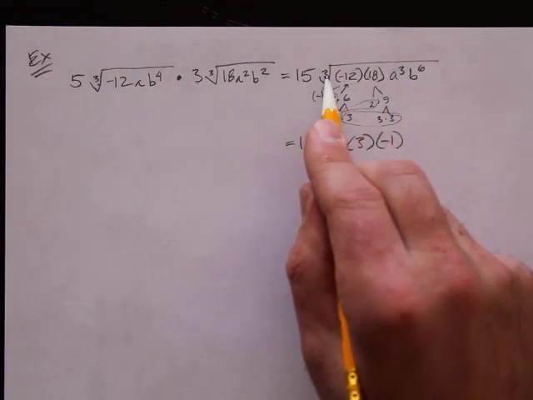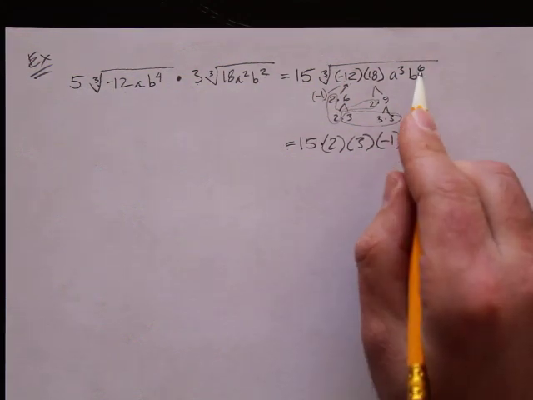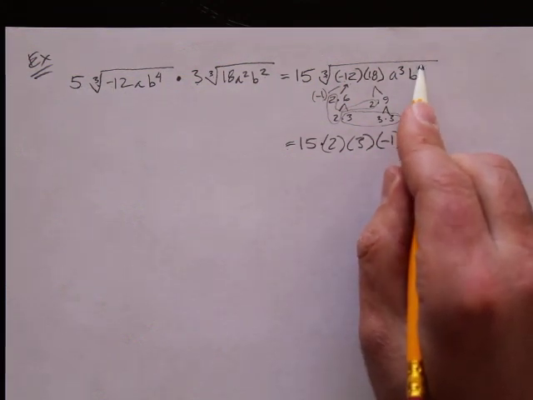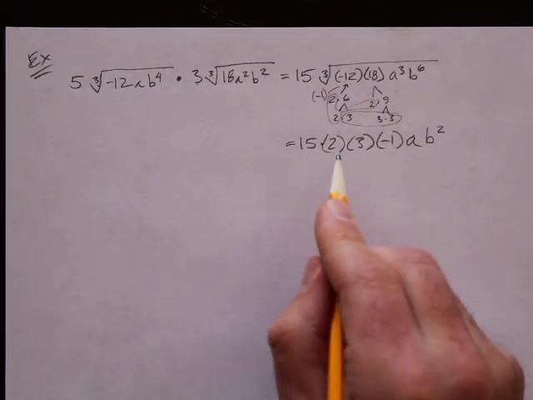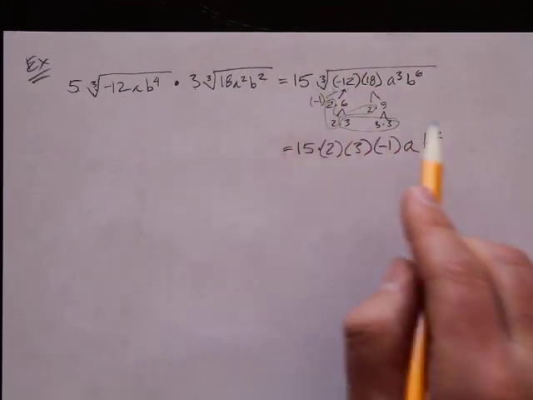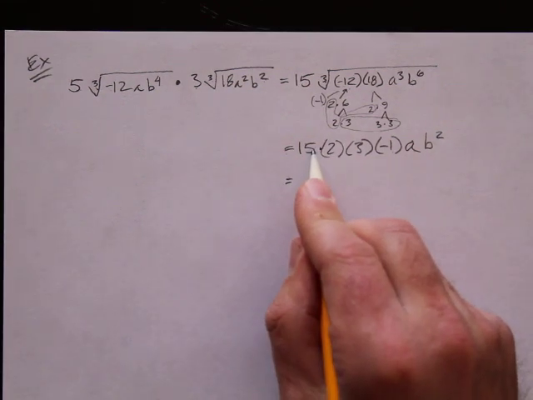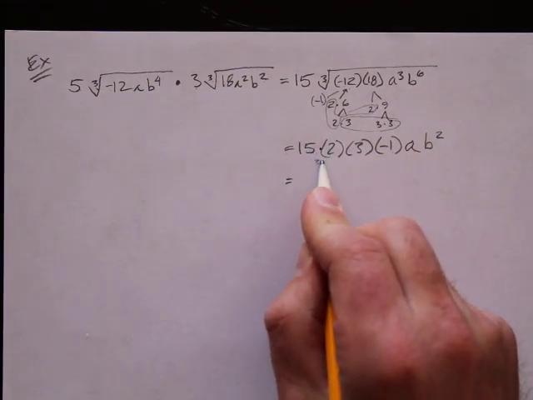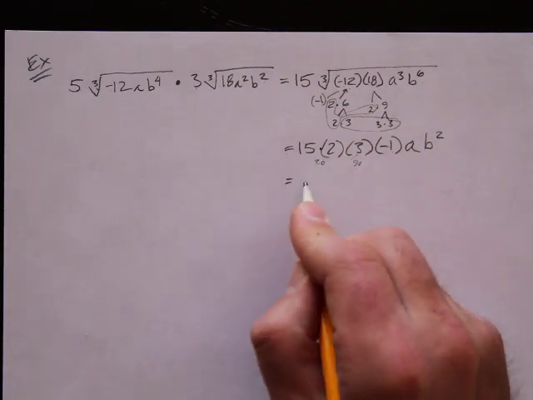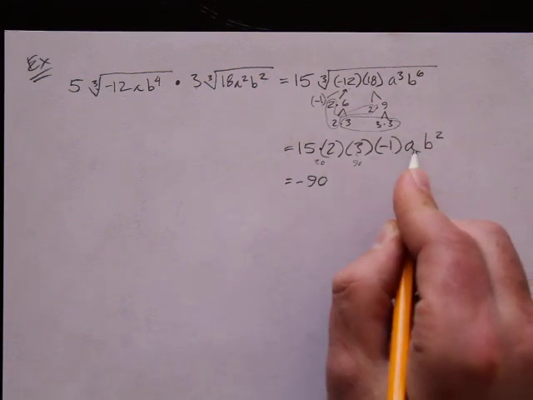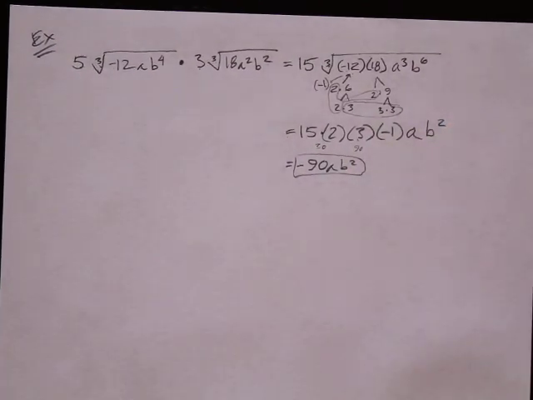The cube root of a to the third is a. The cube root of b to the sixth, 6 divided by 3 is 2, so b squared. Now I've taken care of all of the cube root stuff, and I just multiply this across. I've got 15 times 2, which is 30. 30 times 3 is 90. 90 times negative 1 is negative 90. And then I just have a b squared left over. Whew, that was a good one.